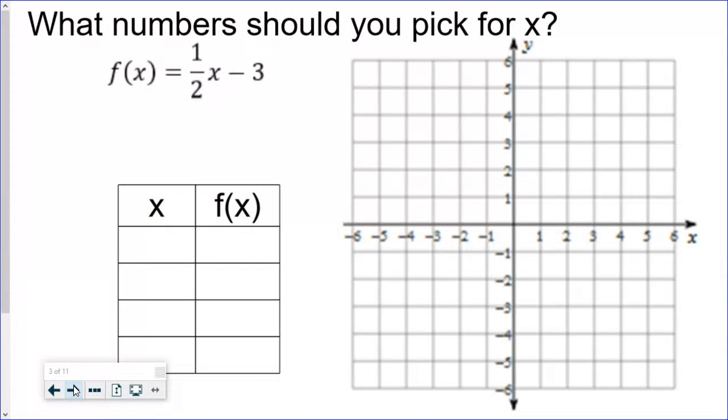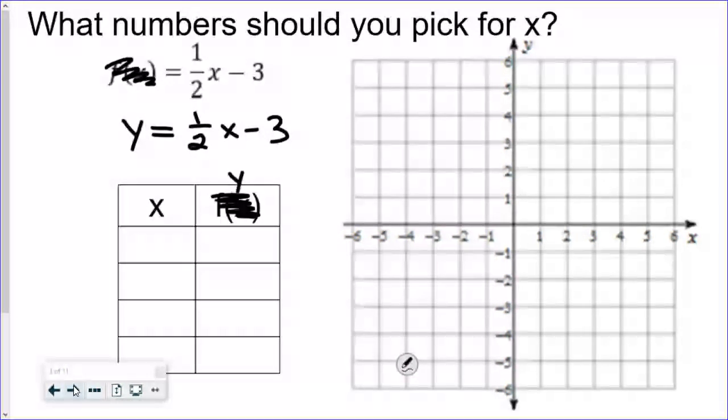If you ever see this type of thing, it's a table. What I want you to do is ignore the f of x and just think of it as y equals 1/2 x minus 3. It's the same thing. I could get rid of that, and that's really just y. Then you're just going to fill in the table. For example, maybe I want to have -2, 0, 2, and 4.